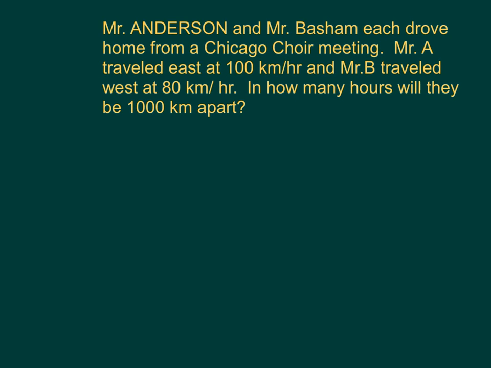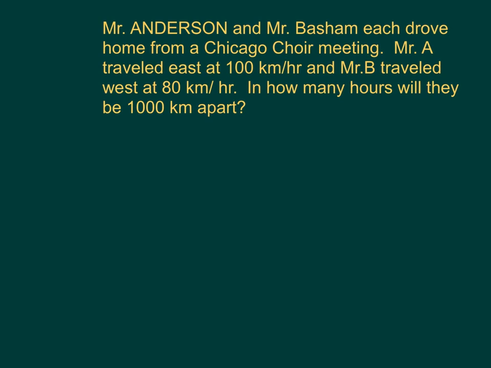Okay, one more, uniform motion. Alright, so here's your last problem for our review session. So go ahead and try it, and then come back and I'll go over it. Alright, so in this problem we've got Mr. Anderson and Mr. Basham each driving home from a Chicago choir meeting. Mr. A traveled east at 100 kilometers per hour and Mr. B traveled west at 80 kilometers per hour. In how many hours will they be 1,000 kilometers apart?